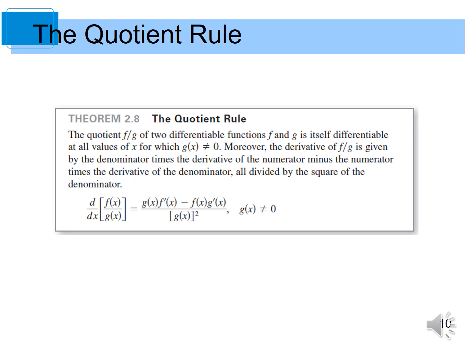For the quotient rule, the quotient f over g of two differentiable functions f and g is itself differentiable at all values of x for which g(x) is not equal to 0. Moreover, the derivative of f over g is given by the denominator times the derivative of the numerator, minus the numerator times the derivative of the denominator, all divided by the square of the denominator. Look at this formula.